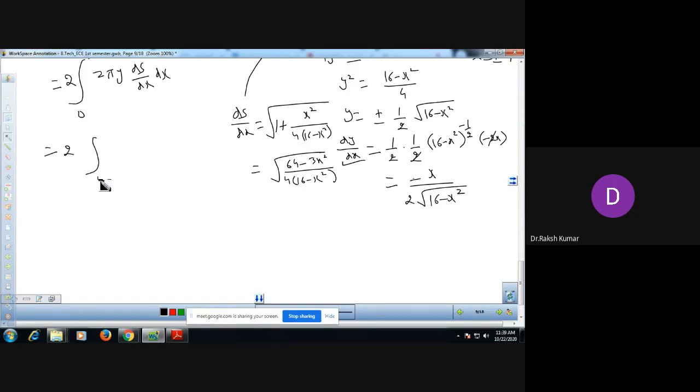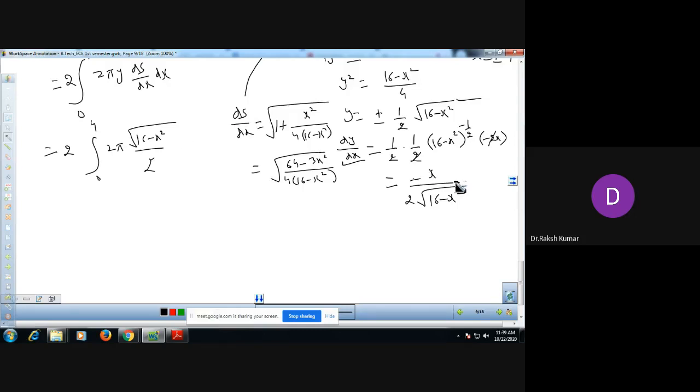So now you can substitute the values and get the integration. That is 2 times the integral from 0 to 4, 2 pi y is there. And what is the value of y? We have just calculated the value of y. That is square root of 16 minus x square over 2. This is your value of y. Positive value we shall always take.